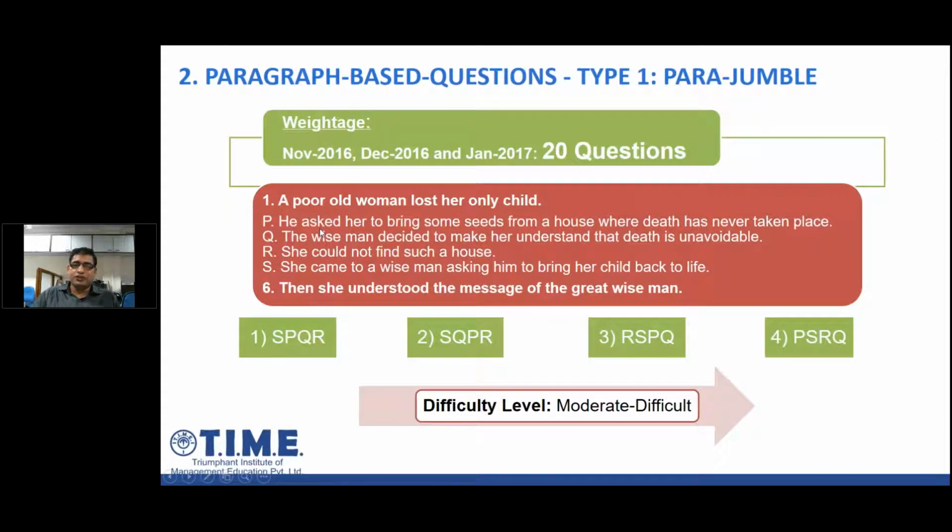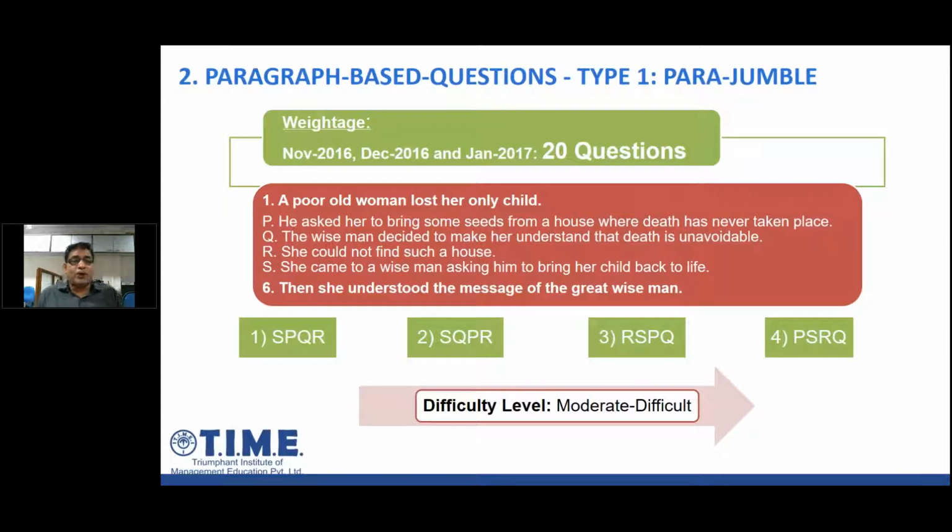Obviously, he asked would mean there's a male. Okay, a third person male singular has been mentioned somewhere in the passage, among the sentences. It's not in the first sentence, it's not in the last sentence, so it must be in between. So he asked her to bring some seeds from a house where death has never taken place.